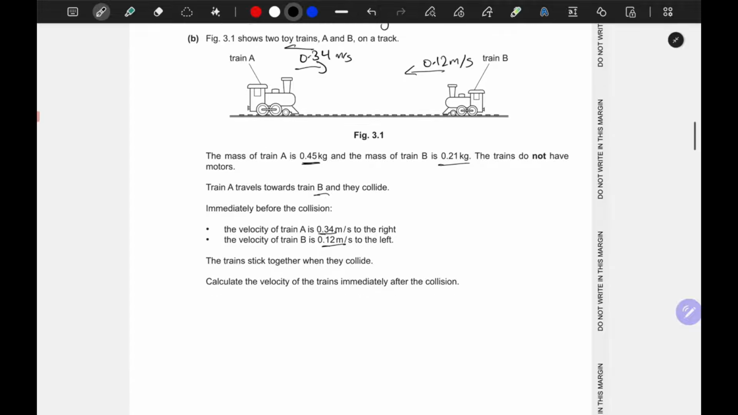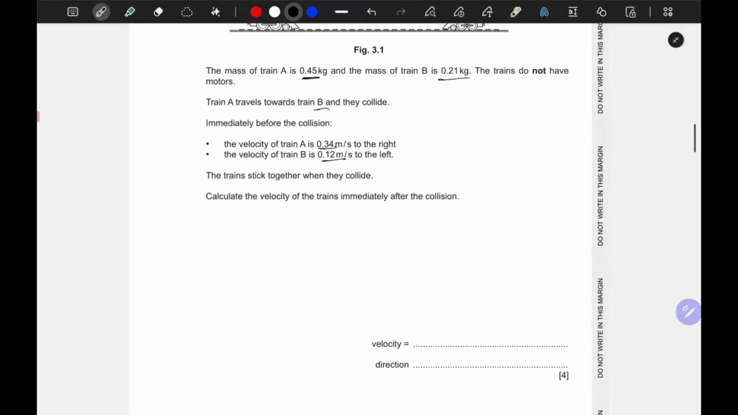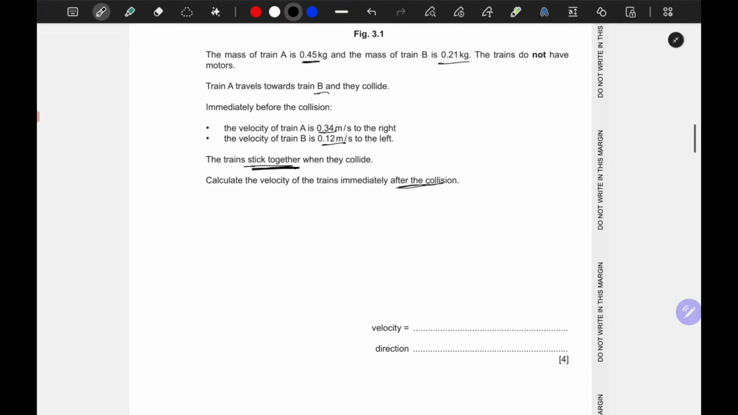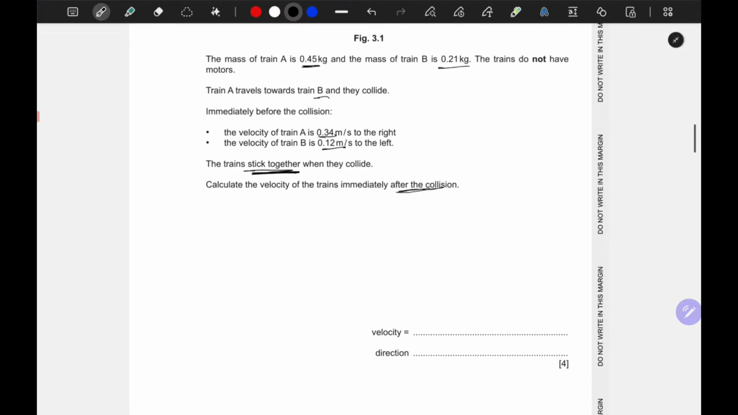The trains stick together when they collide. Calculate the velocity of the trains immediately after collision. So they told us a very important fact here: the trains stick together when they collide. Okay, so we use conservation of momentum. The momentum before collision is equal to the momentum after collision.